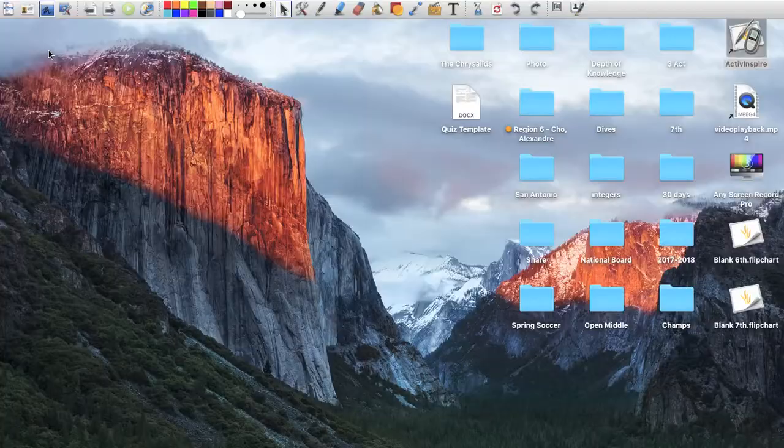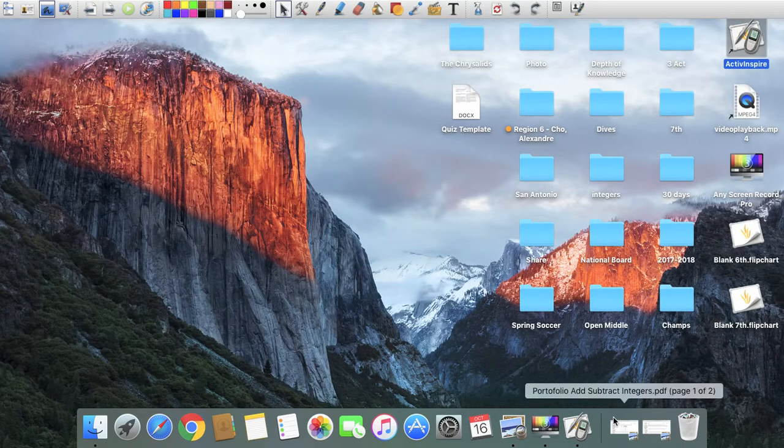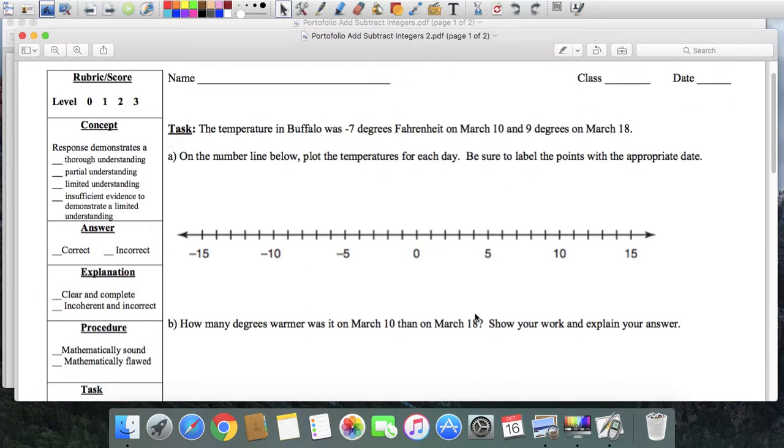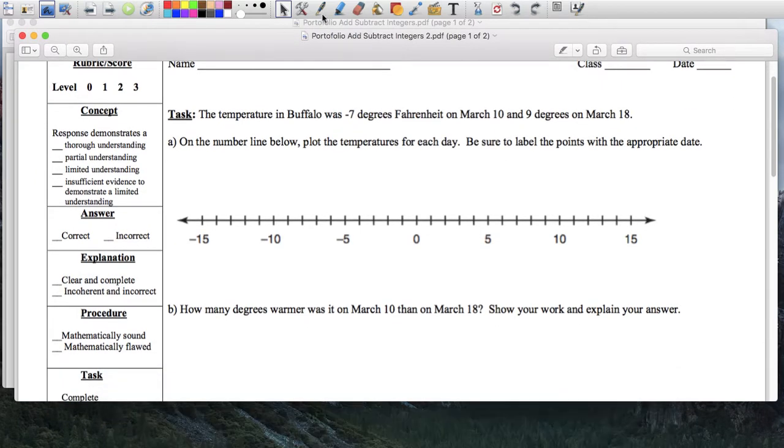This is the sheet I gave you guys earlier today, and I want you guys to have it ready. So the first question says, the temperature in Buffalo was -7 degrees Fahrenheit on March 10 and 9 degrees on March 18. The number line plotted temperatures for each day.